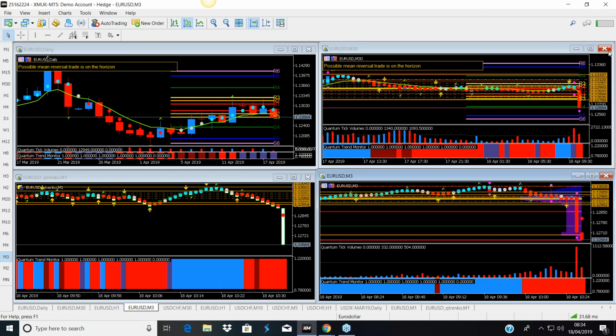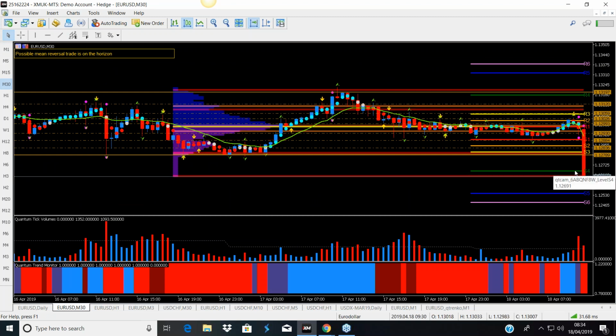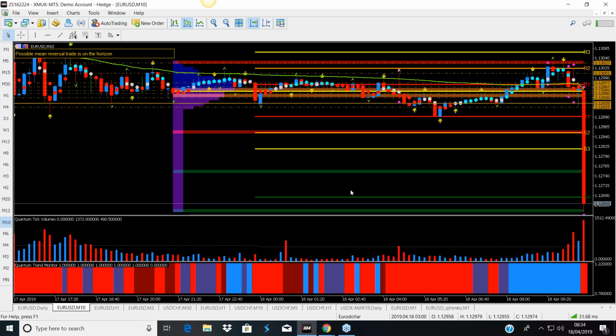Let's have a look at the 30. This is the key one here. We've got to wait till, what is it? This is the 30-minute chart. Let's have a look, see on the 10-minute. Yeah, we've got another one. That's what I meant about the S4. There it is, and it stays there for the rest of this session, and it will refresh for tomorrow.